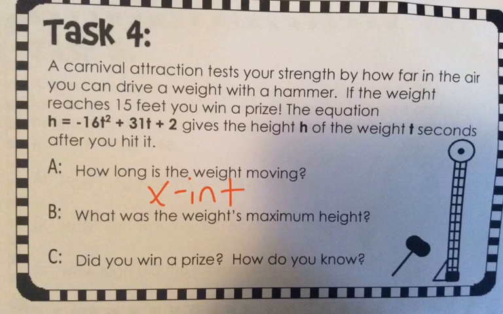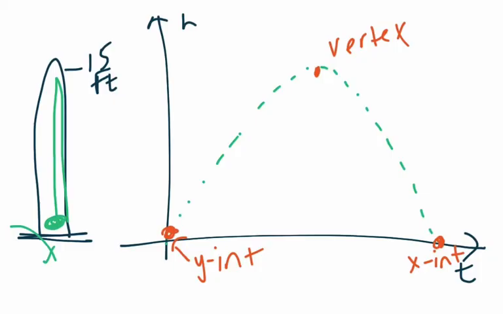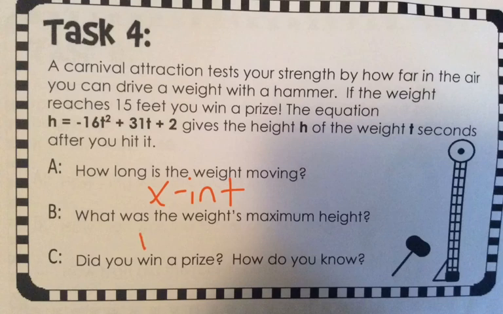Question B, what was the weight's maximum height? Well, the maximum height was achieved right here, and so for the second one, we would be looking for the vertex. And then the third question, did you win a prize and how do you know? Well, that's going to depend on our answer to part B. We know from the problem that if it reaches 15 feet, then we're going to win a prize. So if the vertex is 15 feet or higher, then we win a prize. If we don't make it to 15 feet, if it's 14 feet, then no, we don't. Your answer would be based off the maximum height that the weight reaches.